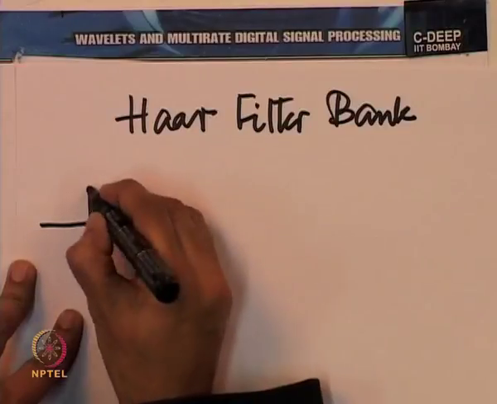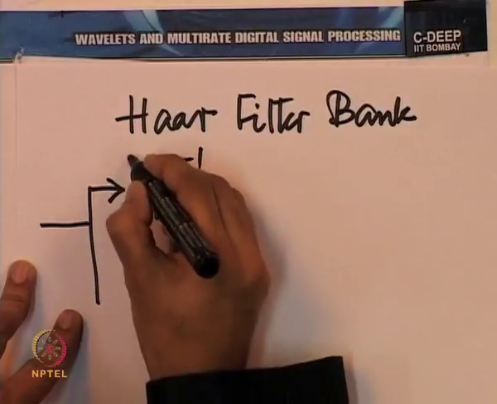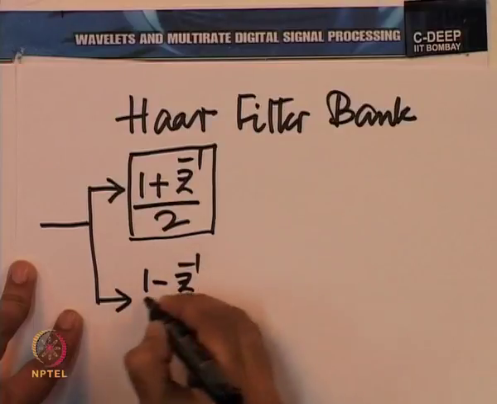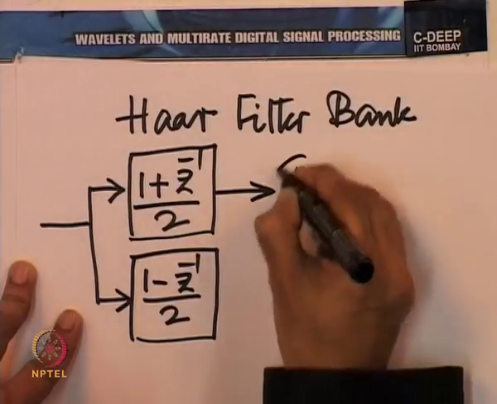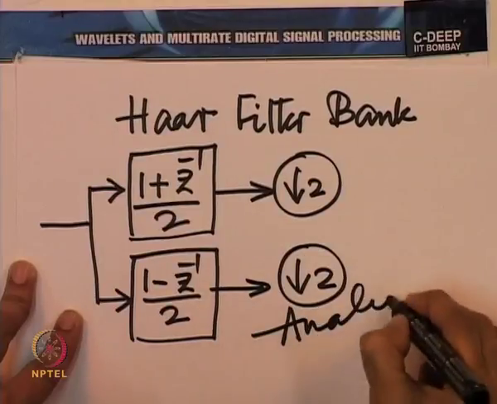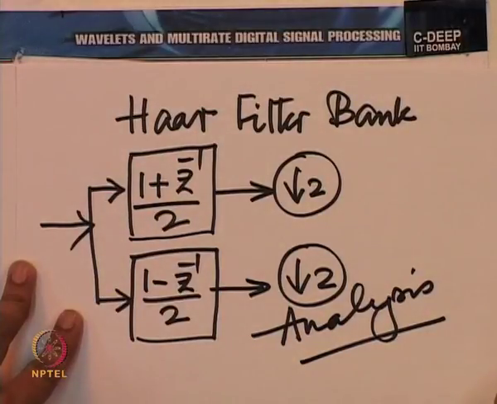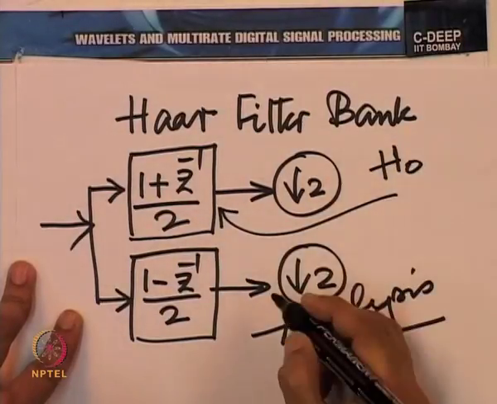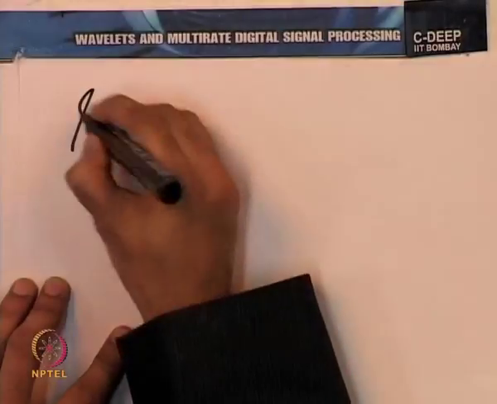So, in the hard case we had the following filters. Analysis. So, this is H 0 and this is H 1. Synthesis.